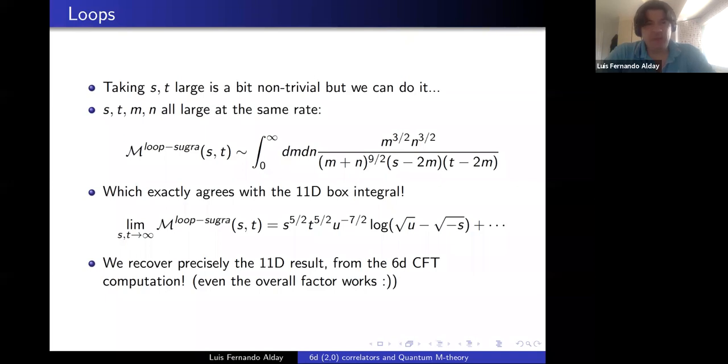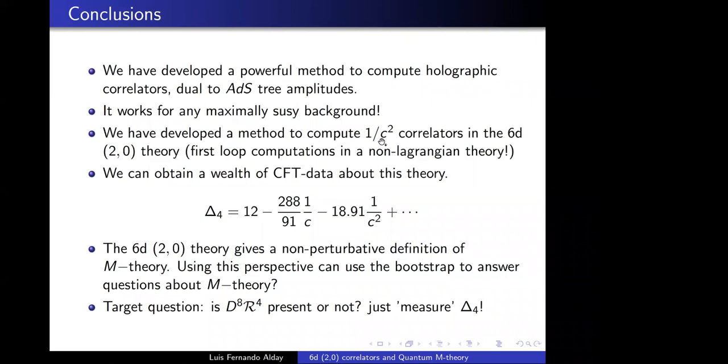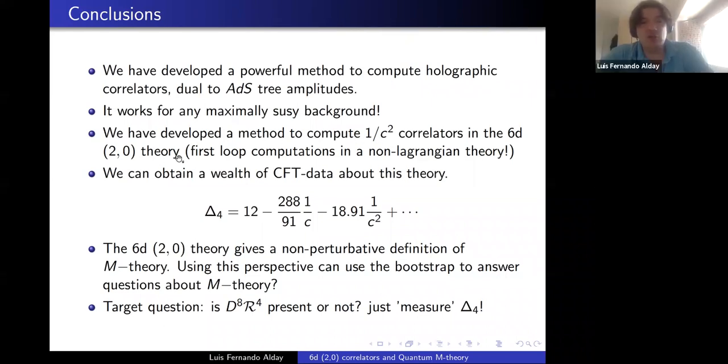So let me conclude. I'm sorry for going over time. I would also like to conclude with some discussion. So we have developed a powerful method to compute holographic correlators dual to AdS3 amplitudes. And this also works for all maximally supersymmetric backgrounds. We have also developed a method to compute 1/c squared correlators in the 6-dimensional (2,0) theory. And this is the first loop computation in a non-Lagrangian theory.